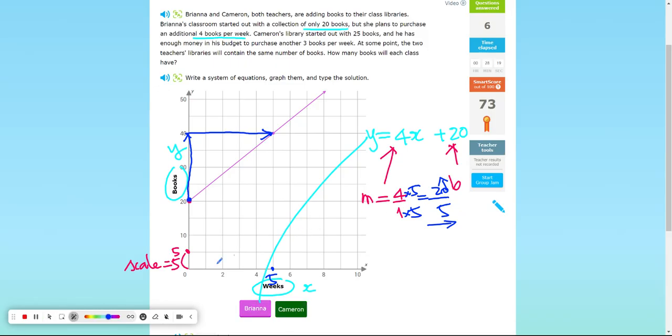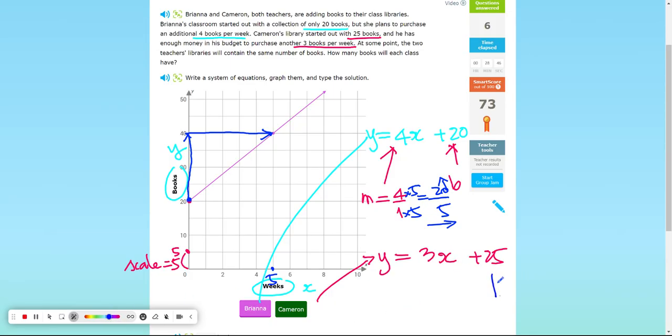Okay, so let's write the equation for Cameron. Okay, so let's see here. Cameron, the equation y equal. So Cameron's library started out with 25 books. So I put plus 25 in the back. Okay, and he has enough money in his budget to purchase another 3 books per week. So 3 in front of x. So let's go and graph this.